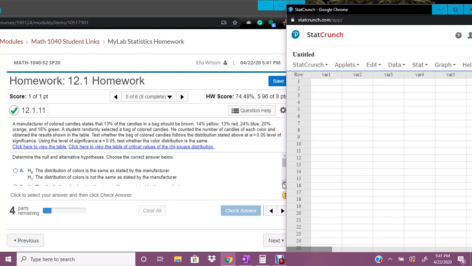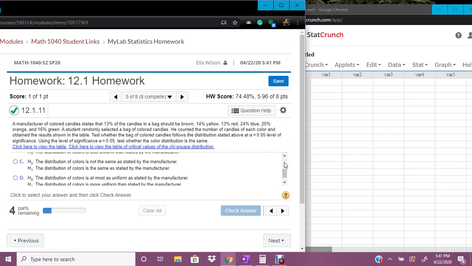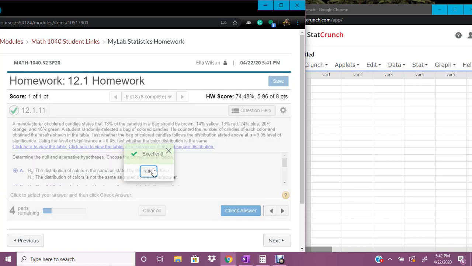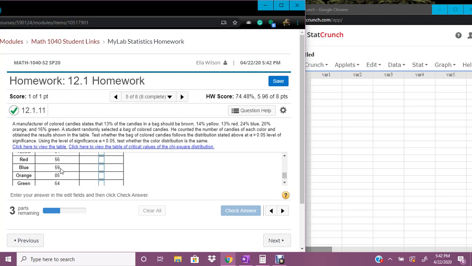So our null hypothesis is this first one, that the colors are the same as the manufacturer says, and our alternative is that they're not the same. Now we have a column. Frequency is our observation. We bought this bag of colored candies and counted out how much was in the bag, and that is our frequency column. Then we have to fill in the expected.